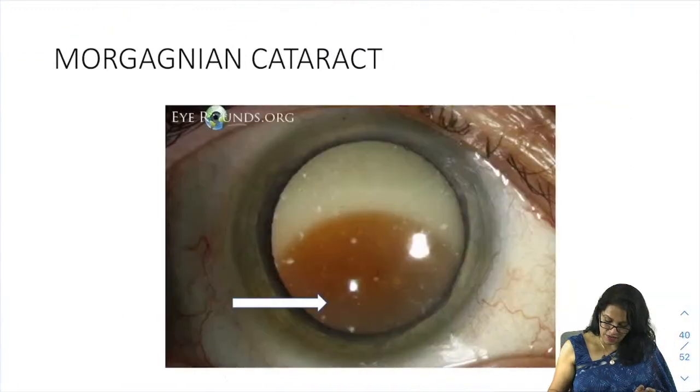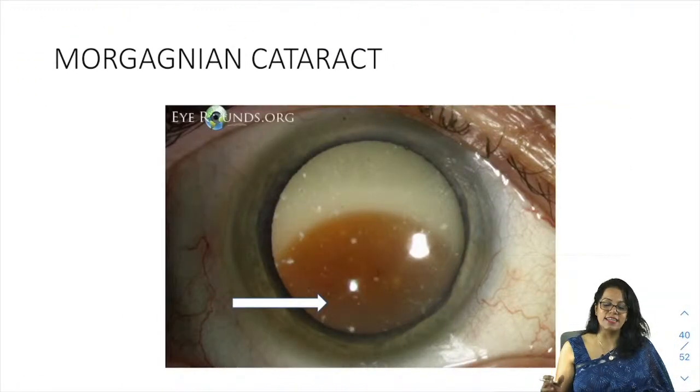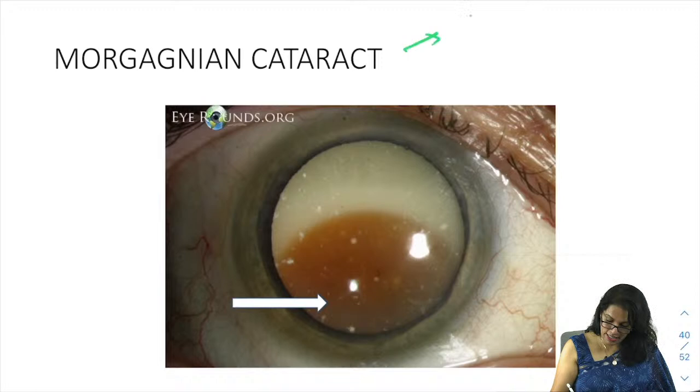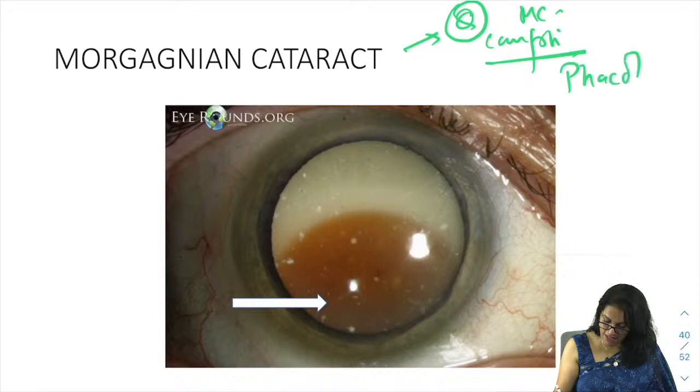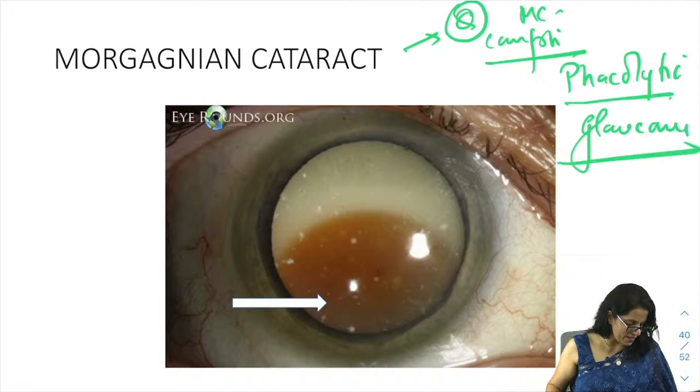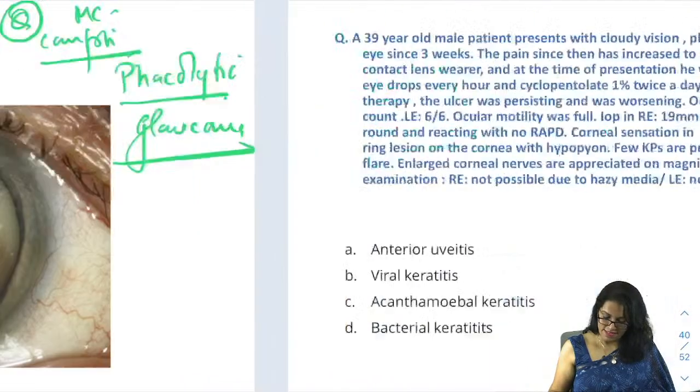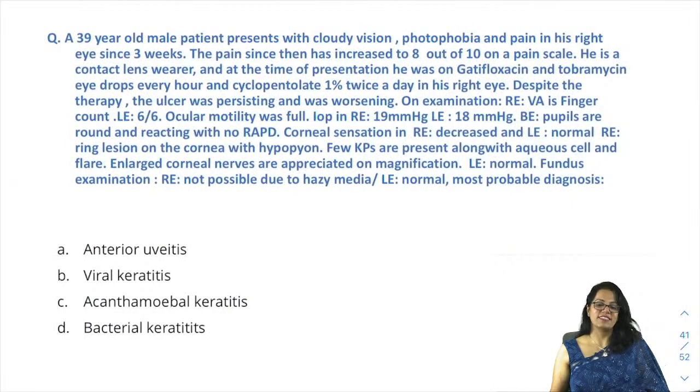Okay. So then we come to this one, Morgagnonian cataract. The question here they have asked you is most common complication. This is what they have asked you. And you should know it is phacolytic glaucoma, isn't it? Leakage of proteins blocking the trabecular meshwork, phacolytic glaucoma. Right. Come to the next question.